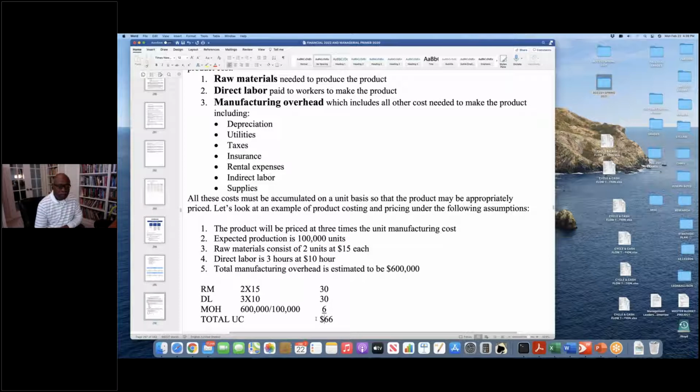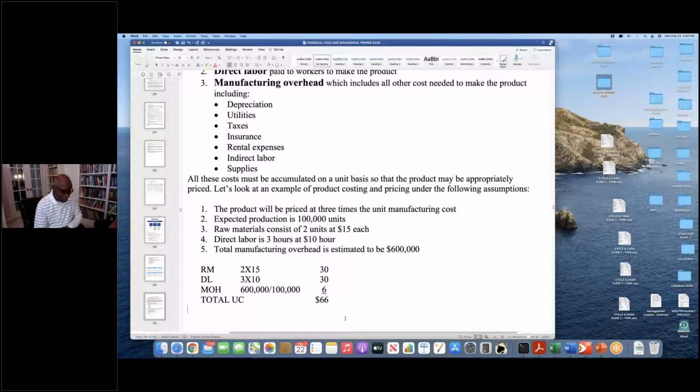So we're going to sell the book for $66? Now, what do you think we're going to sell it for? Because its product would be 3 times unit manufacturing cost, right? So we're going to times 3. So just 66 times 3, so once we get a selling price, 198.